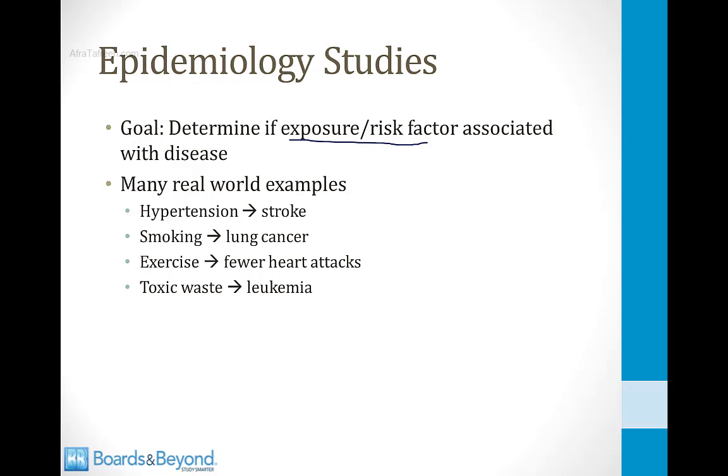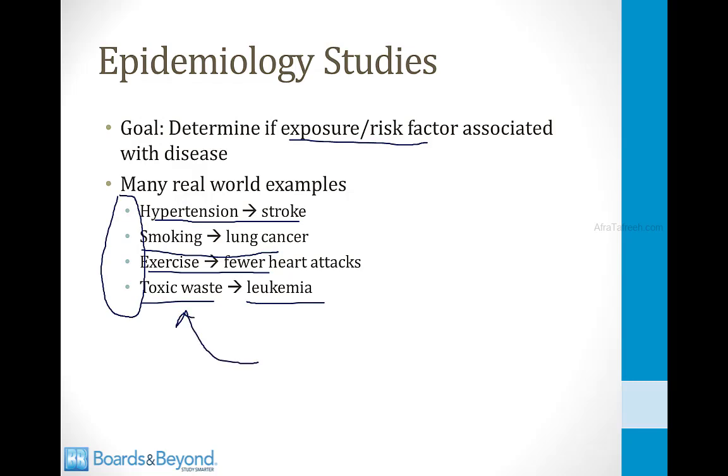So, for example, we know that hypertension is associated with stroke, and that smoking can lead to lung cancer, and that exercise can lead to fewer heart attacks. And in certain parts of the country, we've found out that toxic waste has led to increased rates of leukemia. And by learning about all these associations, we're then able to focus on the exposure and limit it to try and decrease the rates of disease.